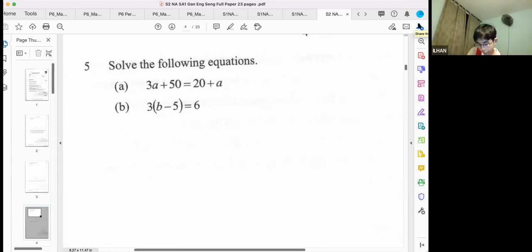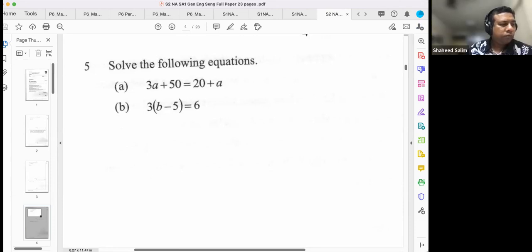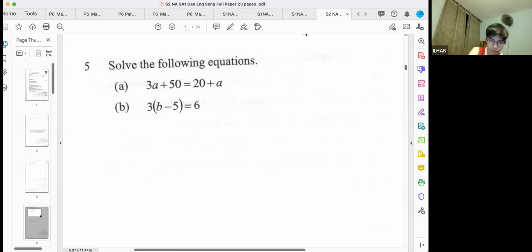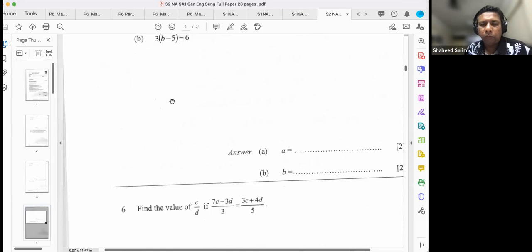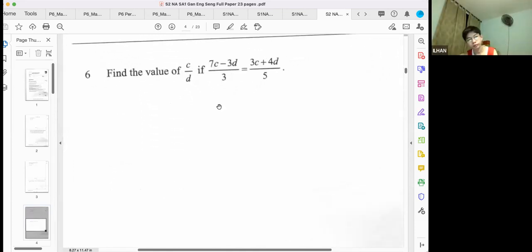Is the answer negative 15? Negative 15. Well done for A. Is the answer 7 for B? Well done. Well done again. Not bad. And now this one.